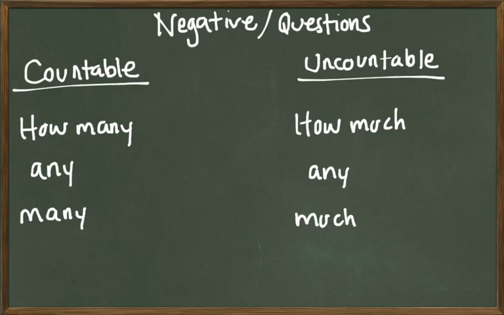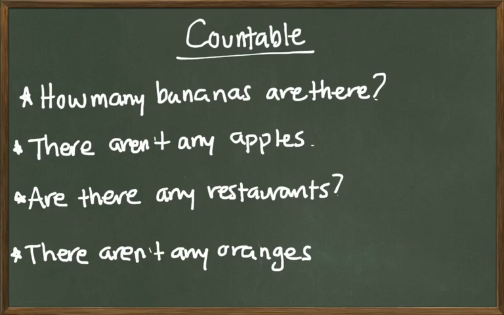Let's continue with quantifiers. Now for negative and questions. Now for countables, we have how many, any, many. And for uncountable nouns, we have how much, any, and much. Let's give some examples. Now let's start with the countables. In here we have 4 examples using different expressions with countable nouns.